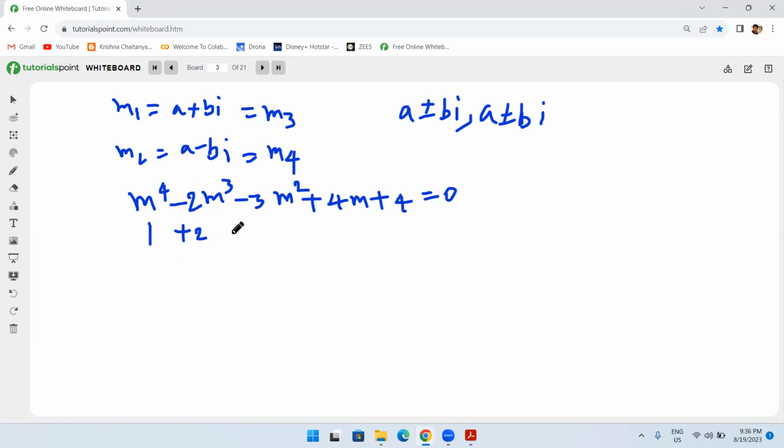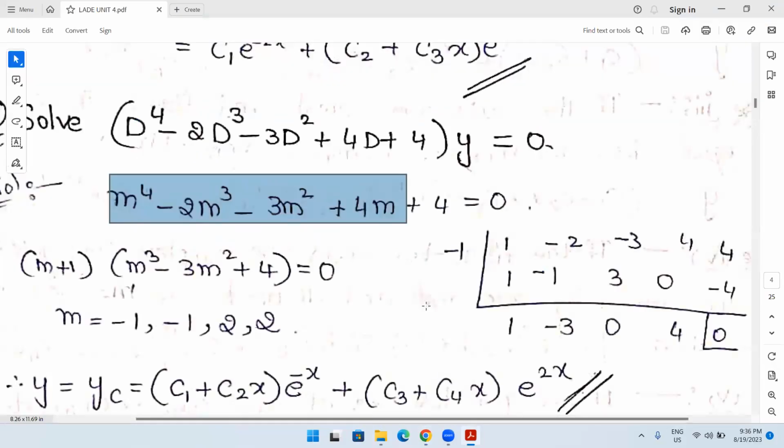Minus 1 into minus 2, plus 2. Here, minus 3. Minus 3 into 1 minus 1 square is plus 1. Plus, here we get minus 4, because m is minus 1. Plus 4. Okay, here what do we get? Minus 4 plus 4 gets cancelled. 1 plus 2 is 3 and minus 3 cancels. So the answer is 0. So minus 1 is the solution. Minus 1 is one of the roots.